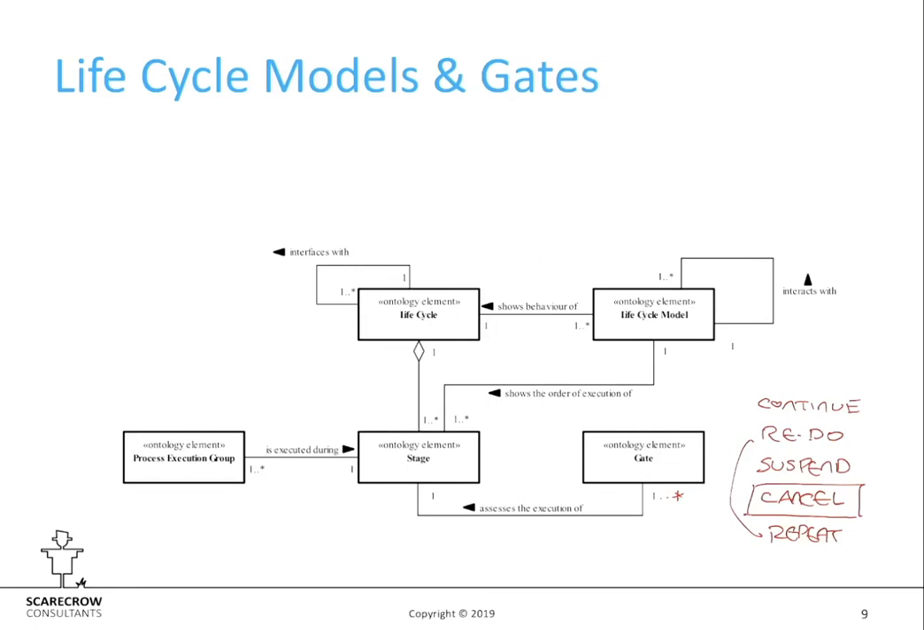Okay, so we've got life cycle and stage and the execution groups and the gates, the formal decision point associated with the stage where you decide whether you're going to continue to the next stage, redo a previous stage, suspend the project, cancel the project, or repeat the stage you've just done. Okay. But as I said, the life cycle in the language that we use is purely static.